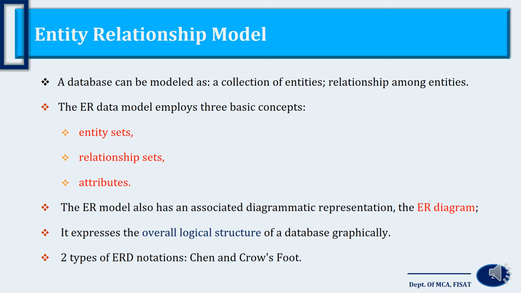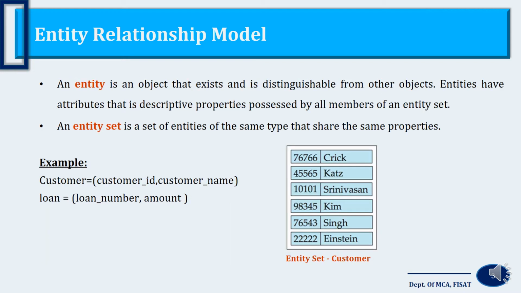An entity relationship model describes the structure of a database with the help of a diagram which is known as the ER diagram or the entity relationship diagram. So the main components of an ER model are the entity sets and the relationship sets. It shows the relationship among the various entity sets. So it expresses the overall logical structure of a database graphically. And we'll be having two types of notations for representing this ER diagram, that's Chen's notation and the crow's foot notation. Main components of the ER model are entity set and relationship set.